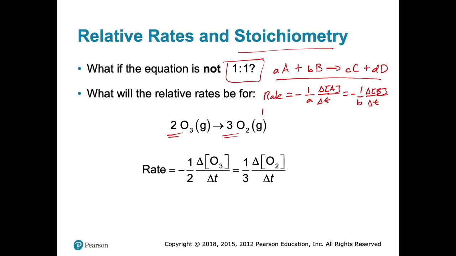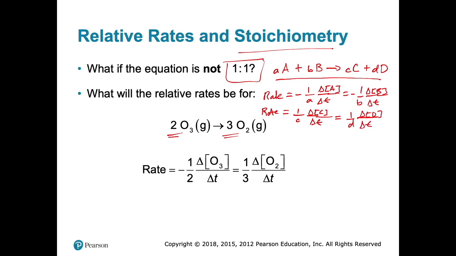You can do that on the product side as well. The rate equals, since it's a product this time, it's not going to be negative, right? So it's going to be 1 over little c times the change in concentration of big C, the product, divided by the change in time. And that equals 1 over little d, and again it's positive this time because it's a product, times the change in the concentration of big D over the change in T, or time, right?